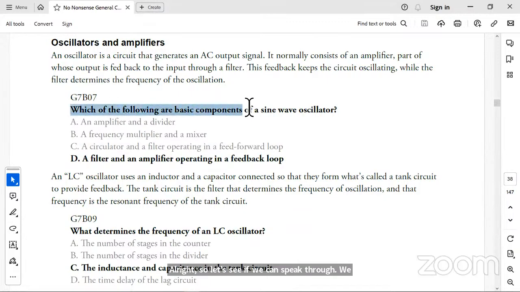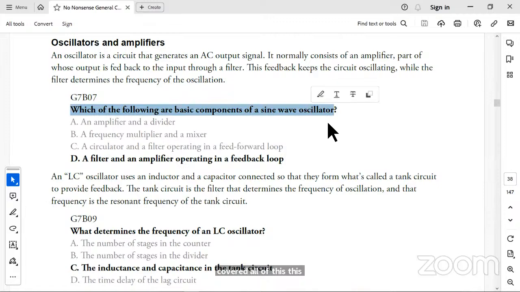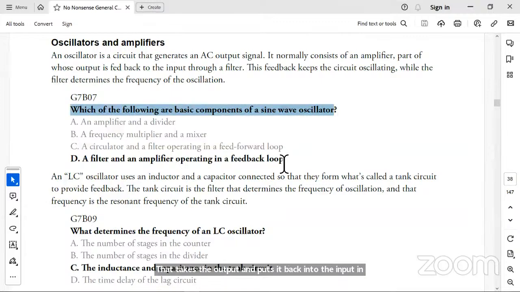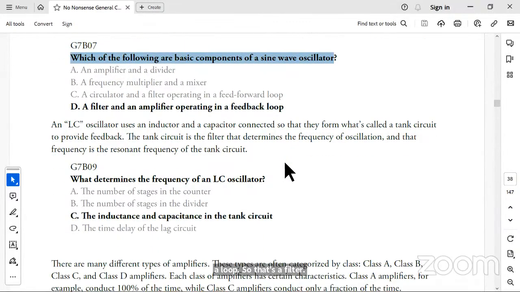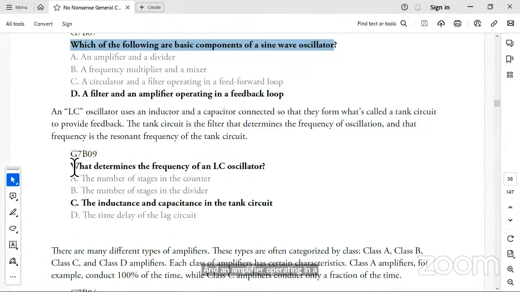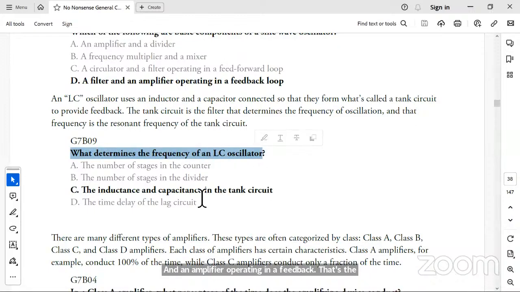Which of the following are basic components of a sine wave oscillator? In other words, how do you construct an oscillator? We did say that you have a filter that determines the frequency, and you have an amplifier that takes the output and puts it back into the input in a loop. So that's a filter and an amplifier operating in a feedback loop, and that's the answer for what is an oscillator.